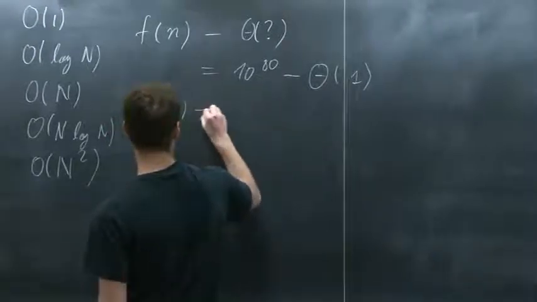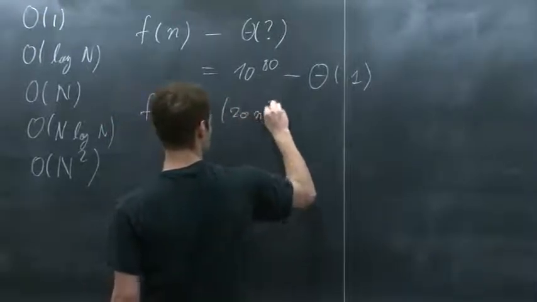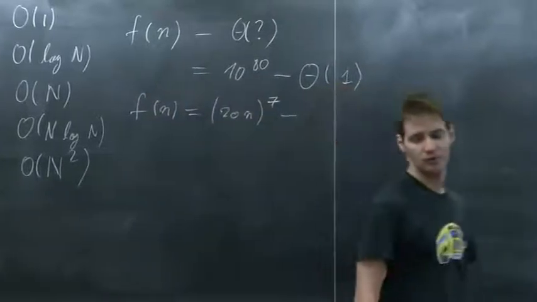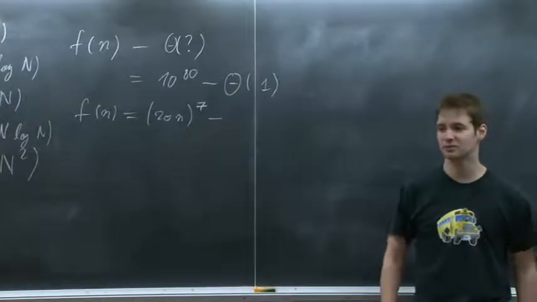So let's choose another one. 20n to the power of 7. What's this in asymptotic notation and why?